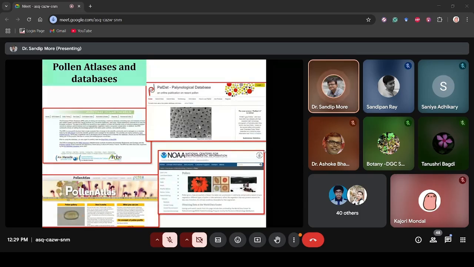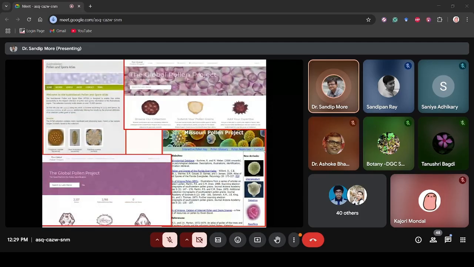We already have databases in different countries. You can see the European pollen database, PALDAT, the pollen databases in other countries. Here you can see the Australian pollen spore atlas, the Global Pollen Project, the Missouri pollen project, and so on. But in India, there is no such database till date.